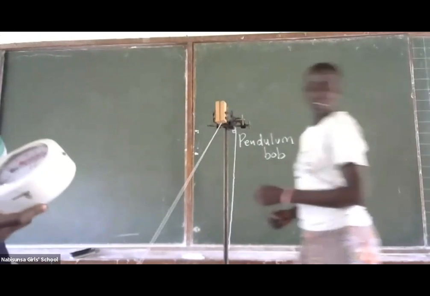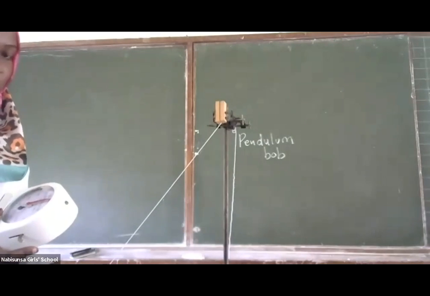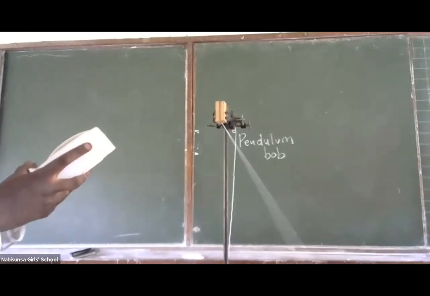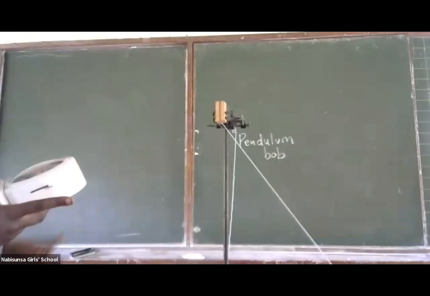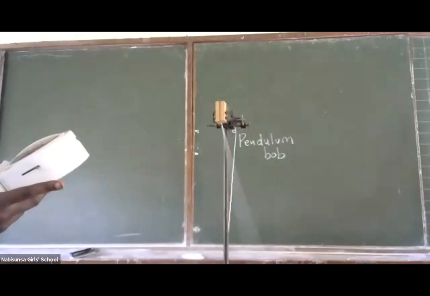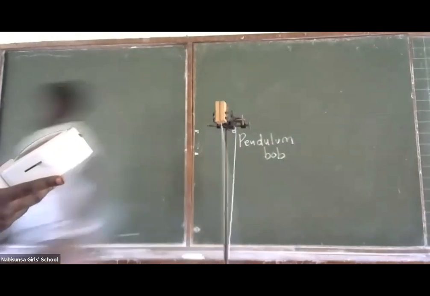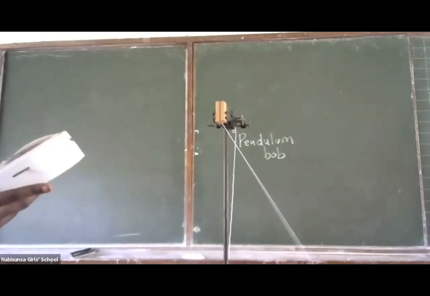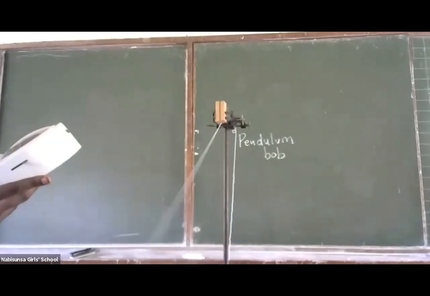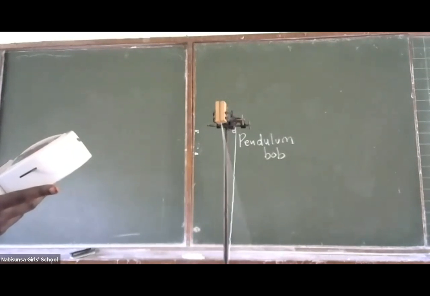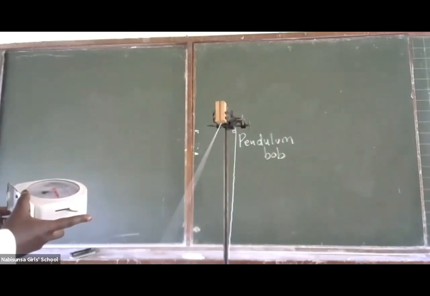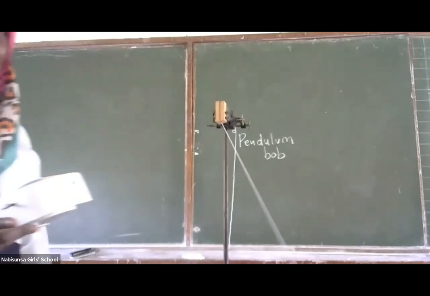Wait, just marks. Get set, go. People start counting the other one. 13, 14, 15, 16, 17, 18, 19, 20. You have stopped.